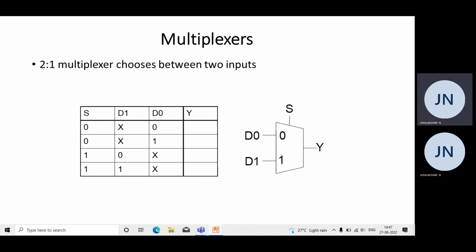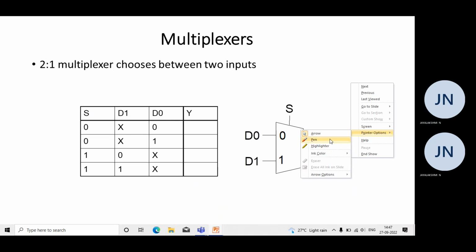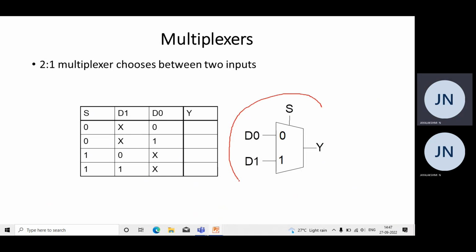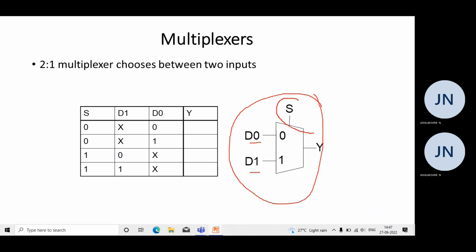So next, we're going to discuss the multiplexer. Here, the figure shows a 2:1 multiplexer. Here we have two inputs, D0 and D1. We also have one more input, that is the select signal, and we have one output, that is Y.